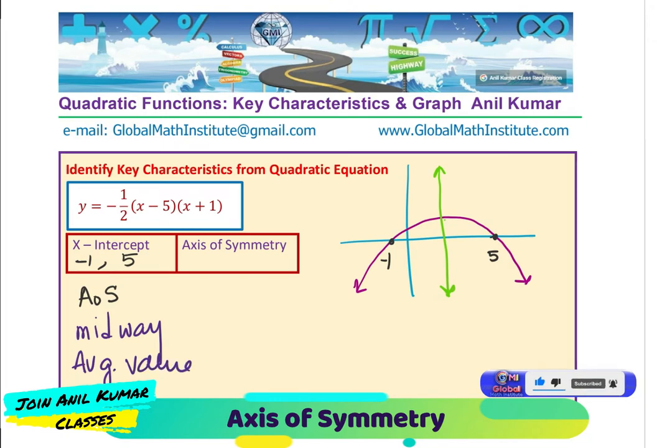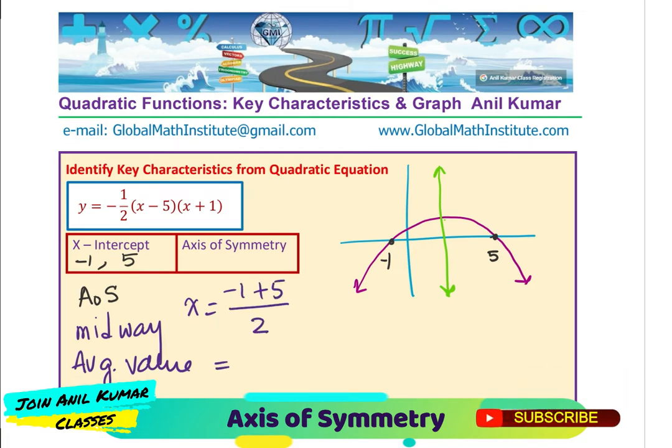Average means there are two values. So the x value will be add them up and divide by 2, right? When you add them up, you get 4, and divide by 2, you get 2. So that means we got this axis of symmetry, which is a vertical line with the equation x equals 2. So this point here will be 2. You get the idea. So we got the axis of symmetry.